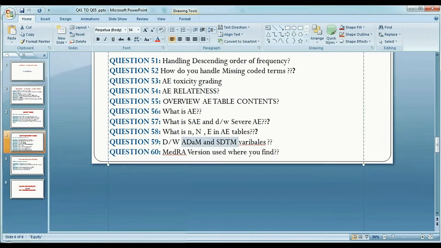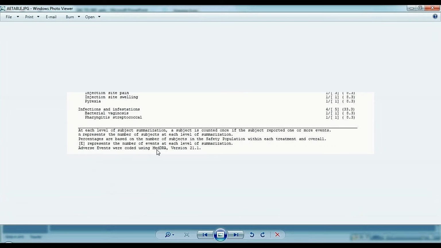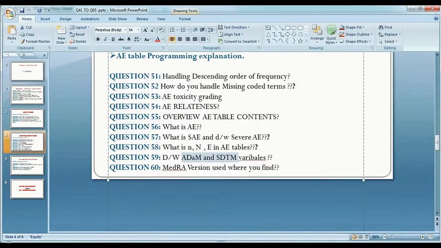Okay. After that, the MedDRA version used. You can see the MedDRA version here: adverse events are coded using a MedDRA version. This information you can find in the footnotes as well as the SAP. If you are not getting this information, you can ask the medical coder team or the CDM department, and they will provide your MedDRA version. Otherwise, one of your trial domains also contains this MedDRA dictionary or all the dictionaries' information. This is the information related to the adverse event table.